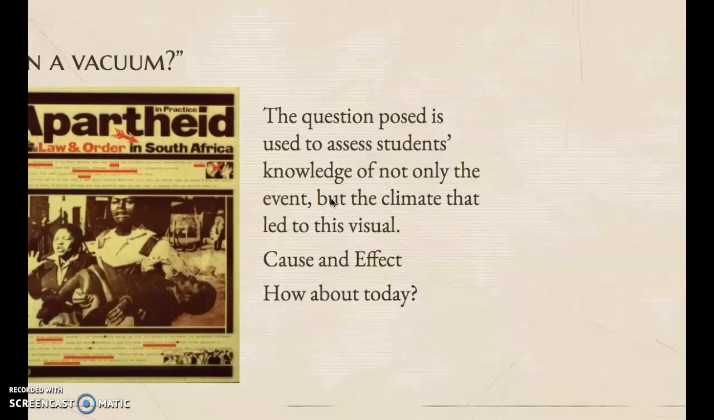In a vacuum, we all grew up on this phrase. What is it for something to happen in a vacuum? This picture to us tells a really horrible story, and the question posed is used to assess students' knowledge of not only the event but the climate that led to this visual, teaching students to think in context and identify cause and effect relationships. And how about today? Does this continue to go on somewhere else in the world? Another opportunity for students to reflect using a visual, and a resource for us on the SHEG website.